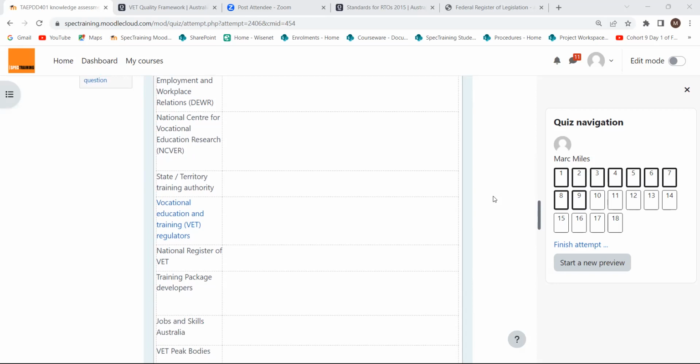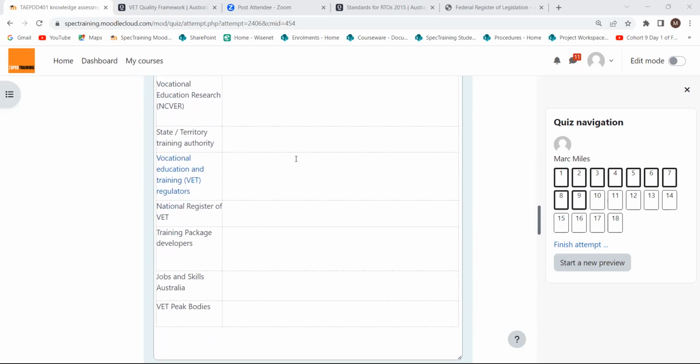All right, state and territory training authorities. So there are two that you're going to come across. One is called TAC, which is Training Accreditation Council, which are basically the state regulator for Western Australia. Okay, and you can certainly Google TAC if you want to, Training Accreditation Council, and their job is to basically audit and regulate RTOs in Western Australia.